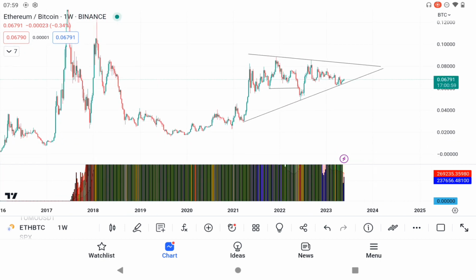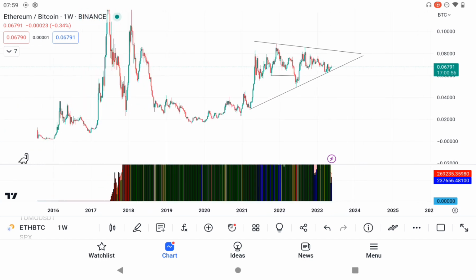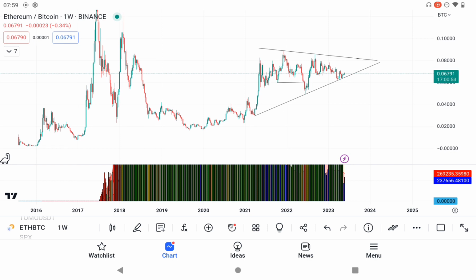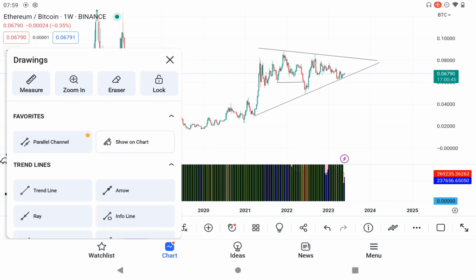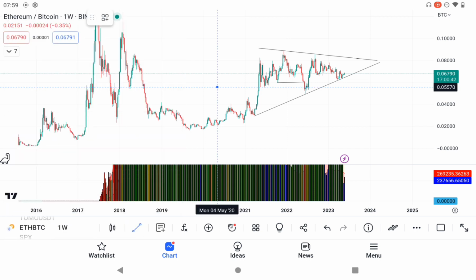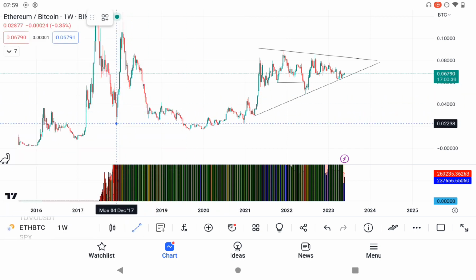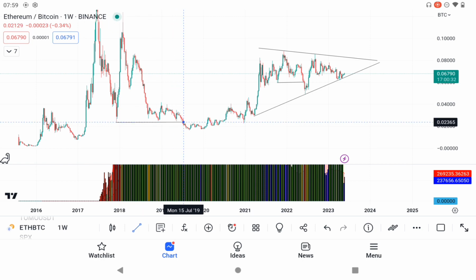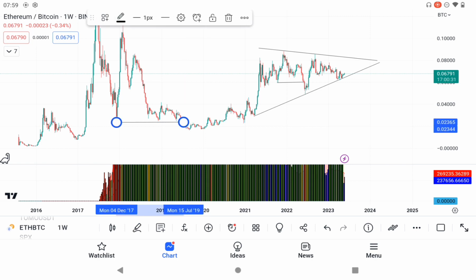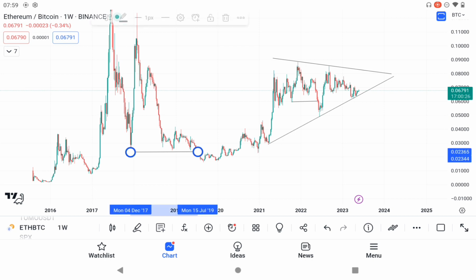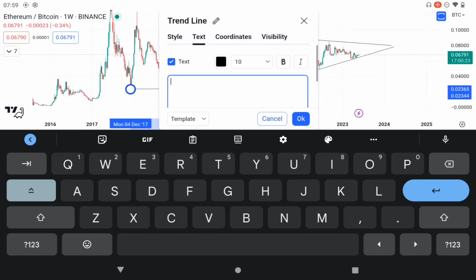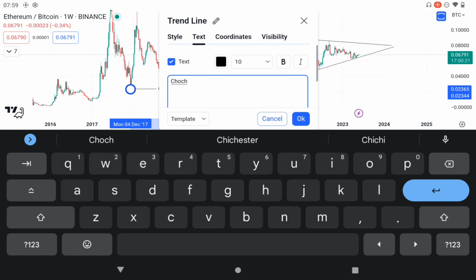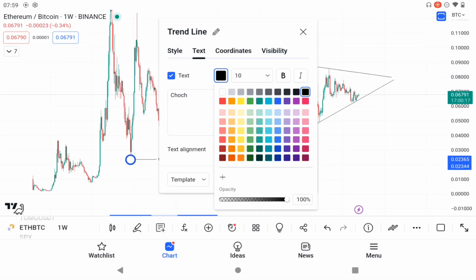So guys, you can see right now, this is the chart of ETH BTC on the weekly time frame. And you can see that overall we are bearish. Now, why do I say overall we are bearish? This is where we got our change of character from. Let me just show you. On the weekly time frame, this is where we got our change of character from. I'm just going to put it as CHoCH. I'm going to put this in the middle and change the color to red.